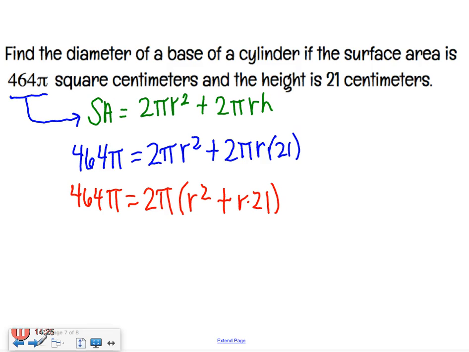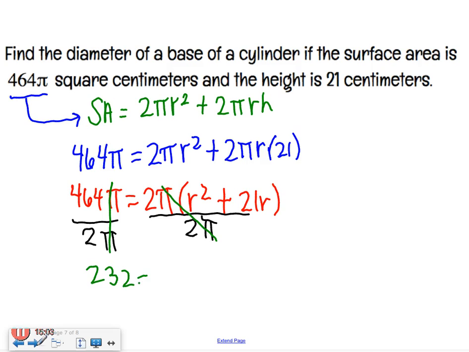Is anyone confused what I did from one step to the next step right there? We just took out a 2 pi. Why? Because we're trying to make our life easier. I'm going to rewrite this as 21 pi though. So our goal is to find our radius, right? So how can I get rid of this times 2 pi? So what's nice is, look, our pi's are going to cancel. And what's 464 divided by 2?